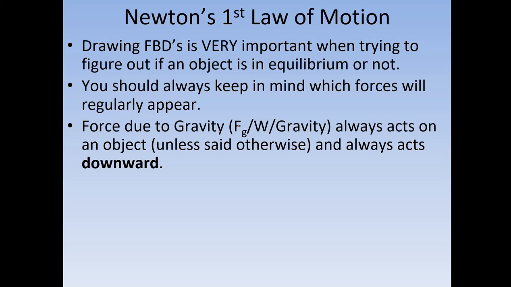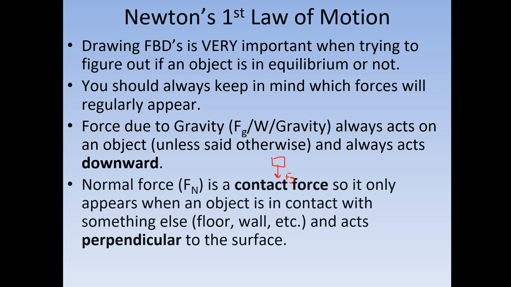It can be represented as F sub G or W. It always acts on an object unless said otherwise, and it always acts downward towards the Earth because gravity always pulls objects down. So if you have an object and the Earth is underneath it, gravity will always pull it down.